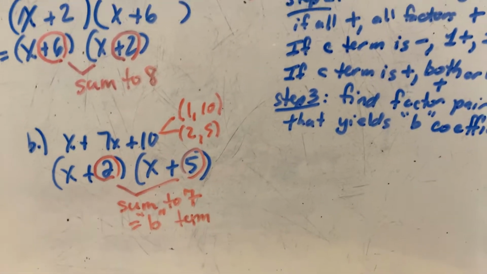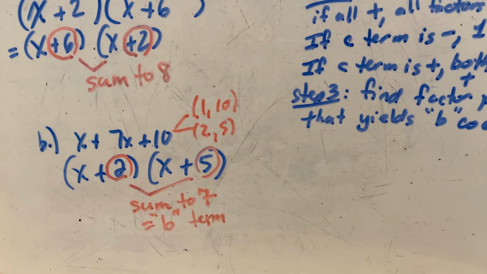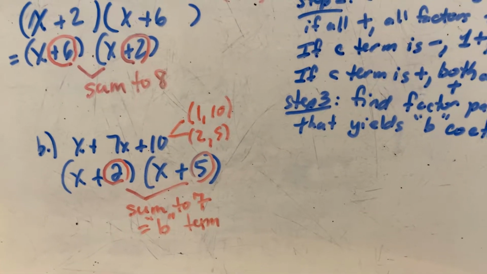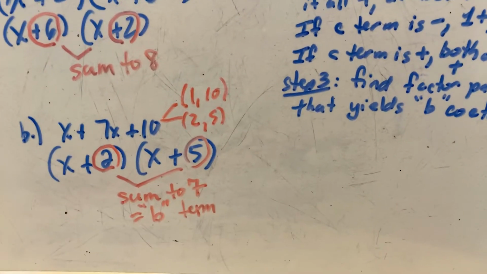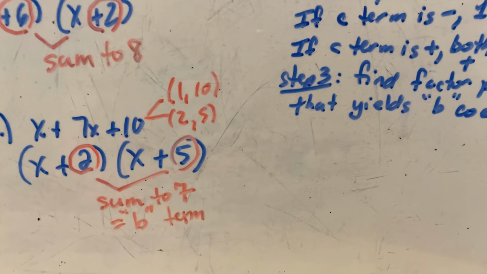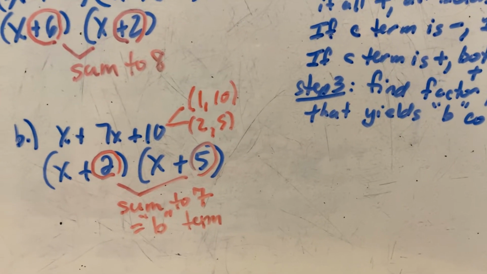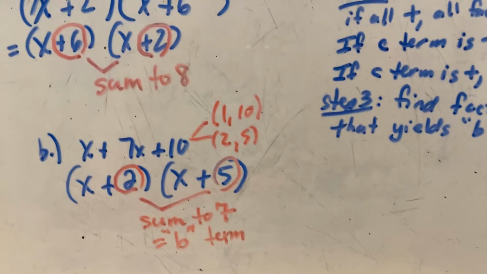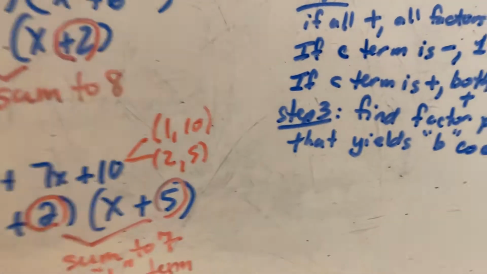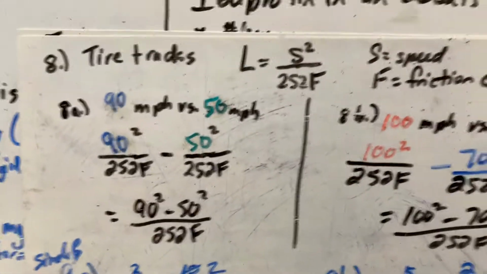Second example, x squared plus 7x plus 10, and you get 1 times 10, 2 times 5 are the factor pairs, and you get x plus 2 times x plus 5, which sums up to 7, and that's problem number 7 solution. Let's go to number 8.